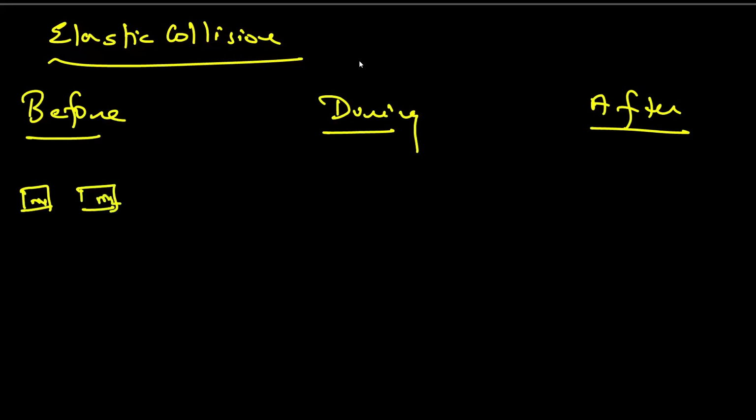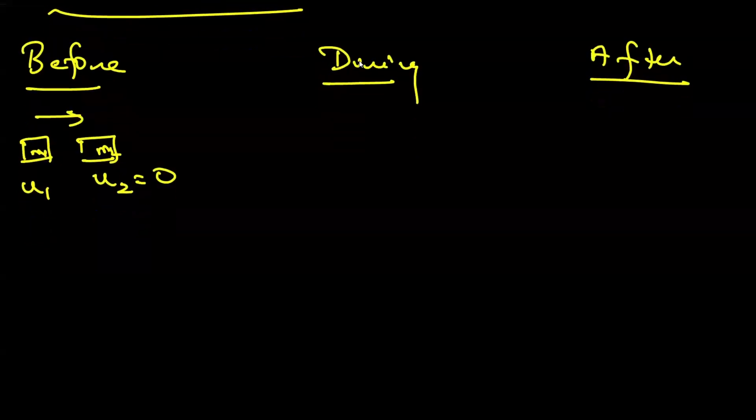If you remember the previous case, I told you one of them was not moving. Same thing here also. The second one is not moving. So U2 is equal to 0, which means what is actually moving? U1 is moving towards M2. That's how it works. Now, during the collision, what happens? They come in contact, so contact has to be shown.